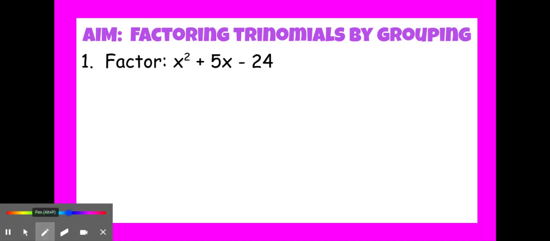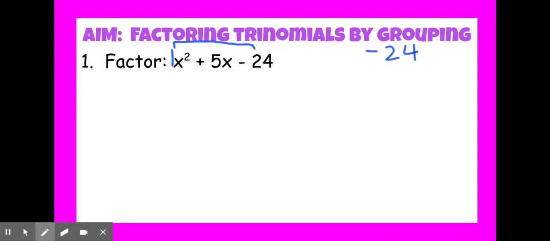Okay, so now we're going to do the practice problems with our constant that is negative. So again, our first step is always going to be to multiply the coefficient in front of the x squared term to the constant. And that constant is negative 24. So 1 times negative 24 would give me negative 24. I'm just going to separate a little bit differently today. We're going to write our factors of 24 and two numbers that multiply to negative 24.